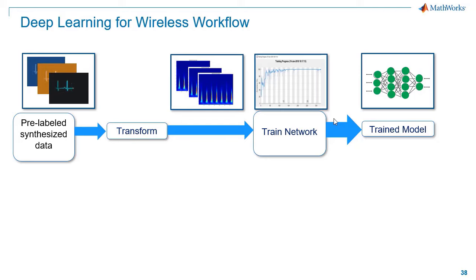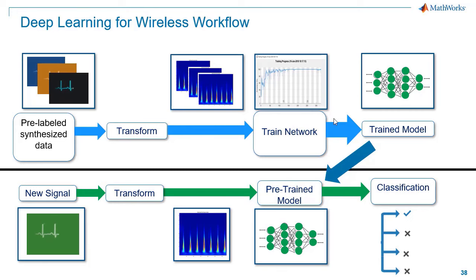This is an example of how we are creating pre-labeled synthesized data. It could be electrocardiogram data, it could be speech, audio. In this case, it's IQ samples from wireless communication. We transform them either directly to a time frequency representation like spectrogram or resource grid and so on, and you train the network. Or if you're willing to describe your network in MATLAB from scratch, you don't even have to transform. You can just directly take the IQ samples and train your network. And then now you have that deep network model trained.